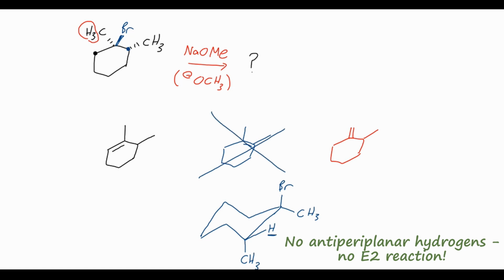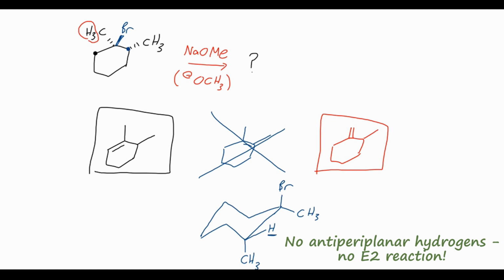The other two products could feasibly form because they have those antiperiplanar hydrogens, so the black hydrogen and also the red hydrogen could be in conformations that allow them to undergo that E2 reaction. So whenever you're working with E2 reactions, it's very important to pay special attention to the conformations of your molecule and to whether those hydrogens can actually participate in an E2 reaction or not, even if the conditions are right.